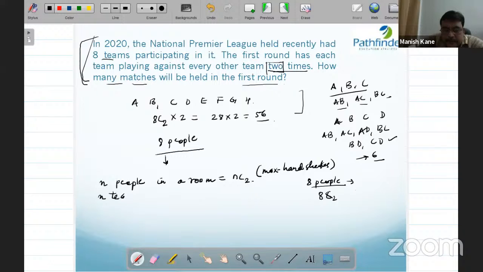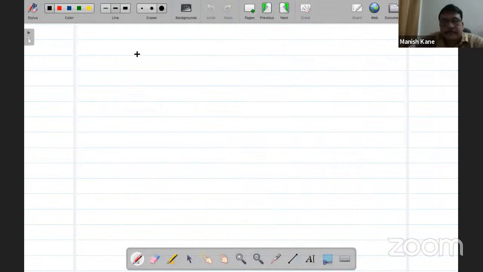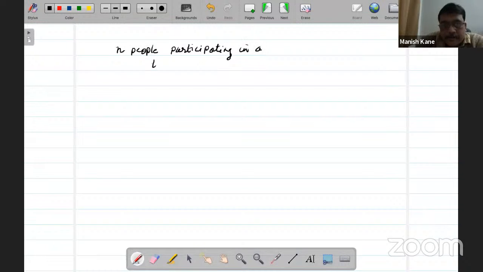N teams. Now see how all these concepts are connected, right? Just see. N people or N teams participating in a tournament, such that every team plays against every other team. Again, the number of matches will be NC2.